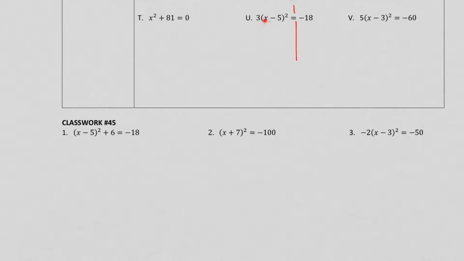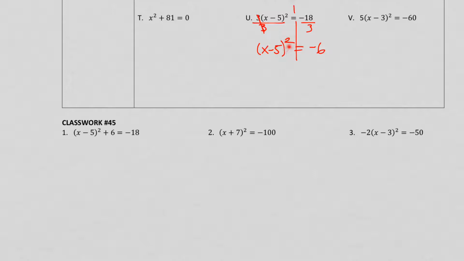As I stare at this left-hand side, my first task is to take this 3 and move it to the right-hand side. This is 3 times, so to undo times, I need to divide. I'm going to divide both sides by 3. Once I do that, I'm left with x minus 5 quantity squared equals, and negative 18 divided by 3 is negative 6.